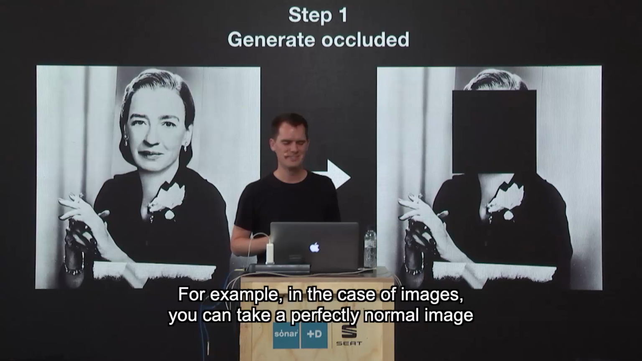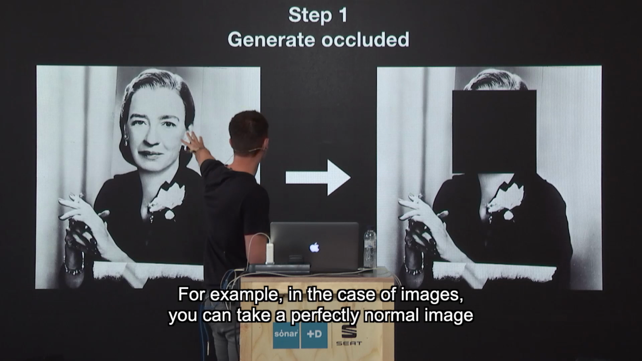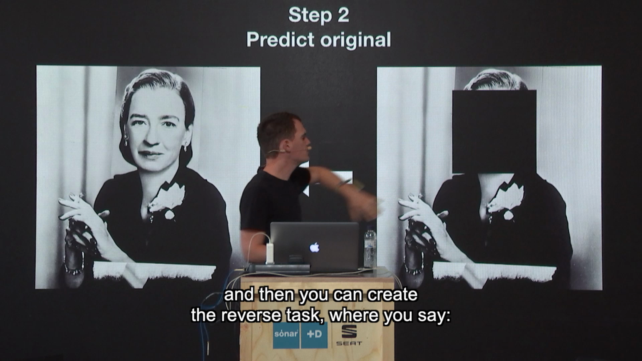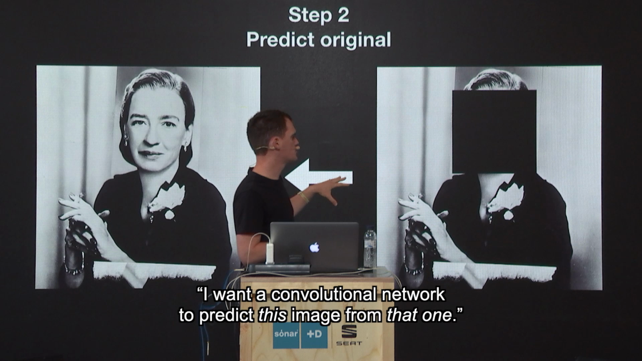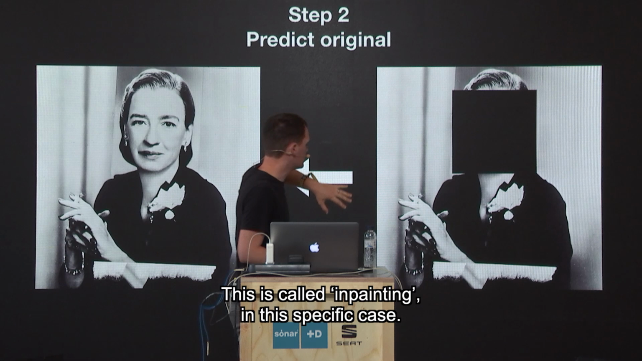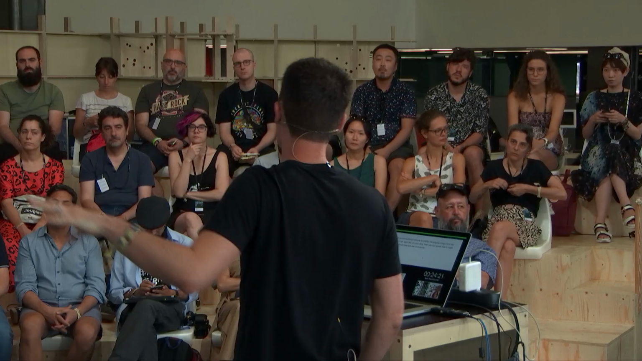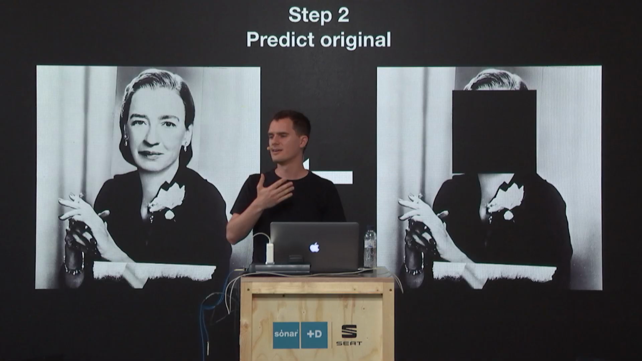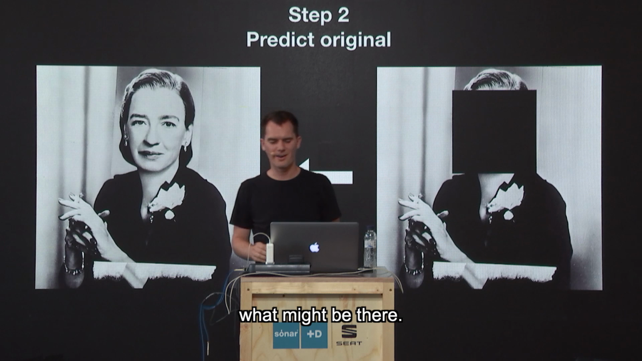So for example, in the case of images, you can take a perfectly normal image and then remove a section of it. And then you can create the reverse task where you say, I want a convolutional network to predict this image from that one. This is called inpainting, the specific case. And if you can learn this on your data, then in theory, you could take another image where you really don't know what's there and feed it to the network, and it should be able to figure out what might be there. That'd be pretty neat, right?